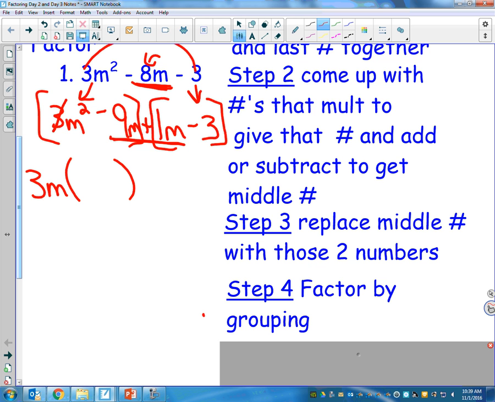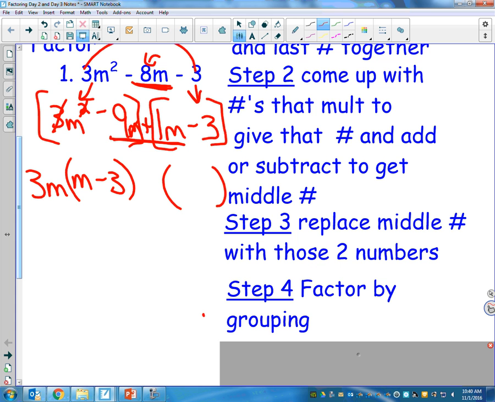I took out a 3. I took out an m, so I'm left with m. And -9 divided by 3 is -3, and I took the m out. What should happen every single time is when I do this to the other side, I should get the exact same thing in the parentheses.